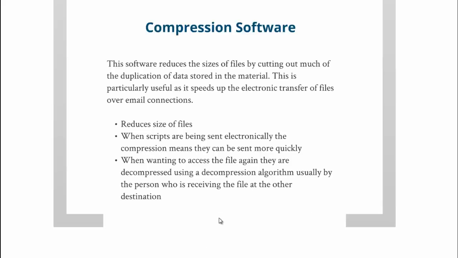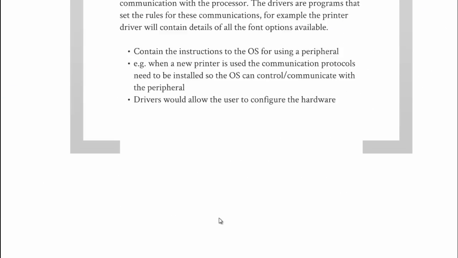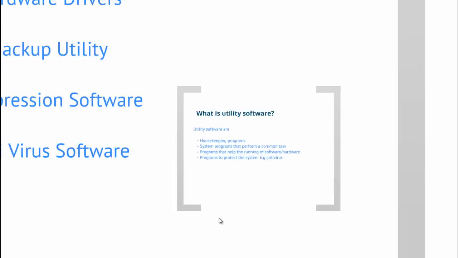Okay, so that is all of them. Compression, backup, antivirus, we've just seen, hardware drivers, and file handling. Not a difficult topic. Just to recap, utility software are housekeeping programs, system programs that perform a common task, programs that help the running of software or hardware, and programs to protect the system.